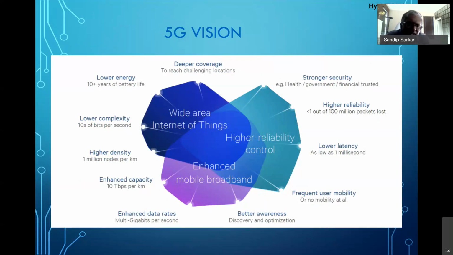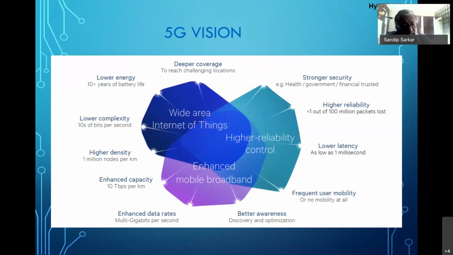So with wide area Internet of Things, we are trying to get deeper coverage, lower latency, lower complexity, and higher density. Now, higher density also applies to enhanced mobile broadband, where the whole idea is to get enhanced capacity, enhanced data rates, better awareness, and then frequent user mobility, or no mobility at all in terms of high reliability control. Of course, when you're doing data, you are very often mobile, but sometimes, with the kind of things I talked about, say a surgeon doing an operation, no mobility is required.